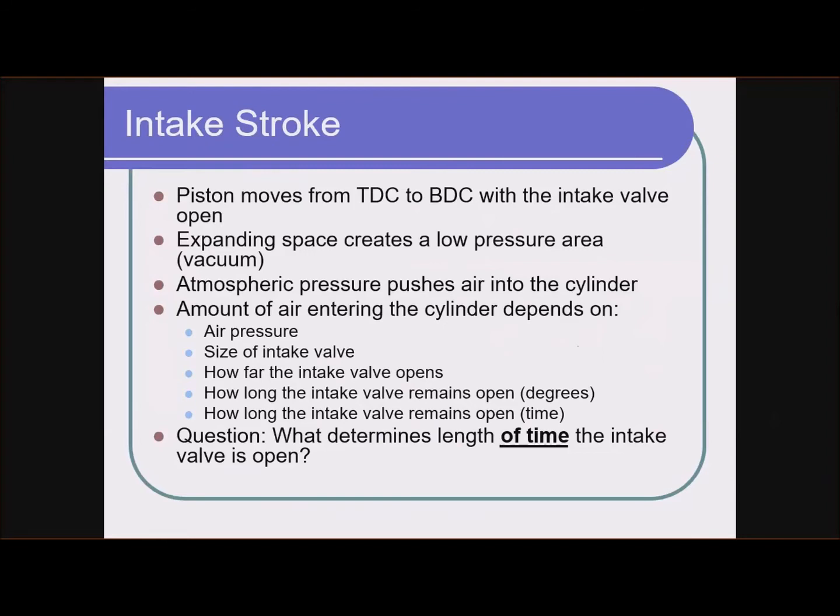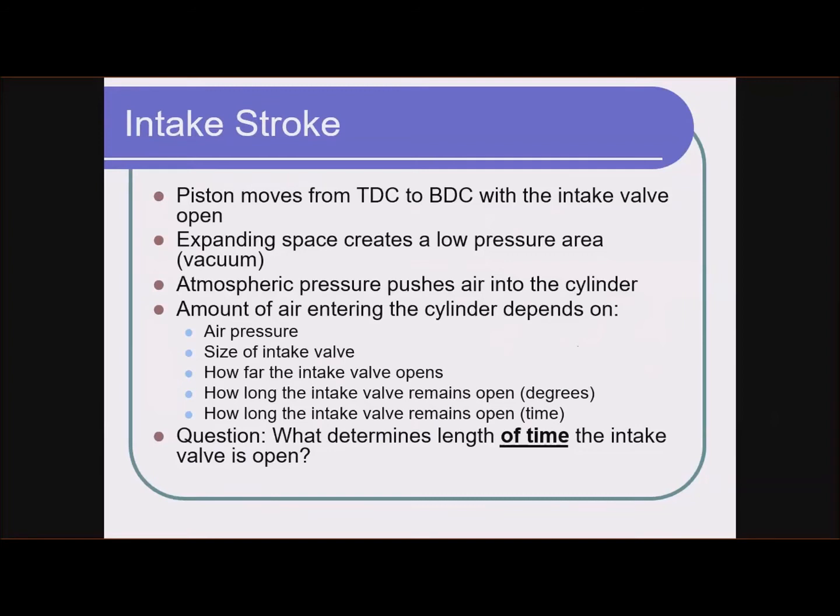So what happens, right, the piston moves from top dead center to bottom dead center with the intake valve open. Because that space is expanding, same amount of air, bigger space, you get a low pressure area or a vacuum. So we know that's something less than atmospheric. Atmospheric pressure pushes air into the cylinder. I'm, of course, talking about a naturally aspirated engine. If I'm talking about a turbocharged engine or a supercharged engine, then it's not just atmospheric pressure pushing air into the cylinder. It's air under compressor pressure.